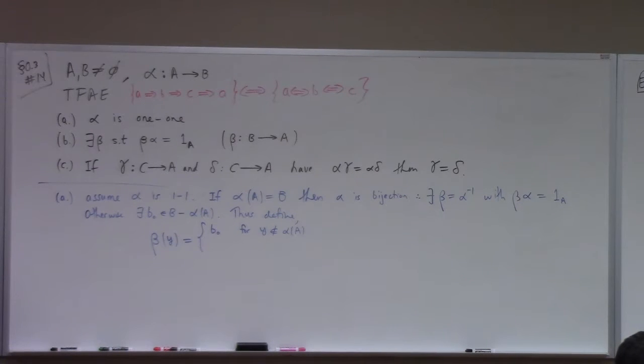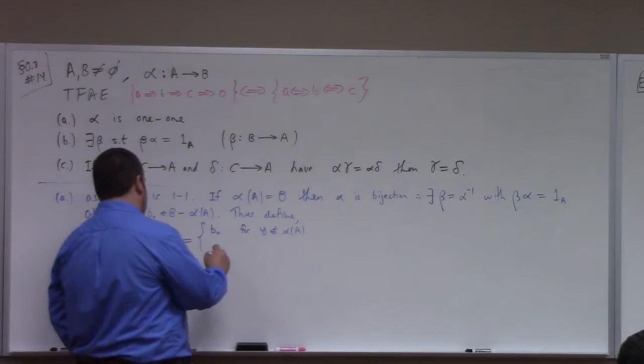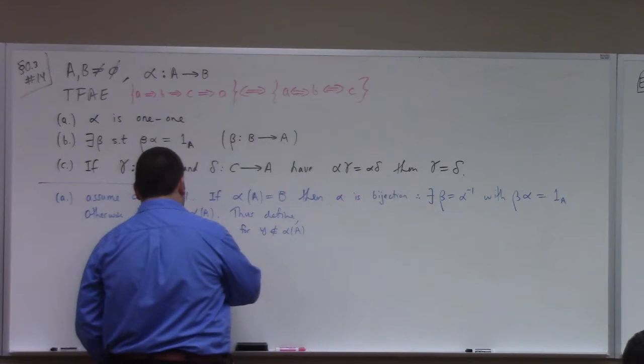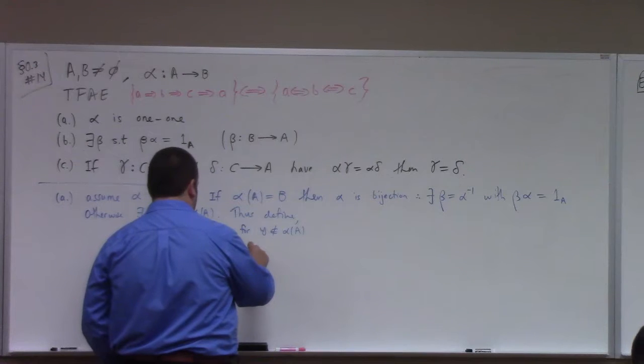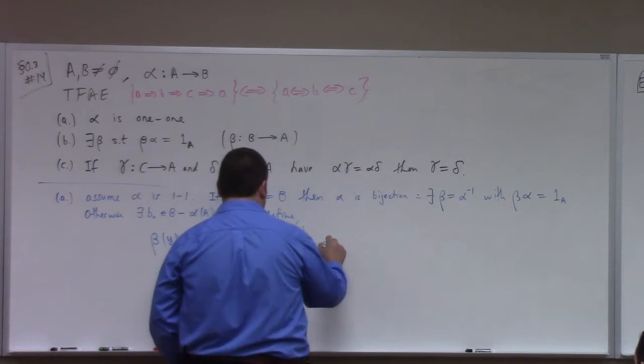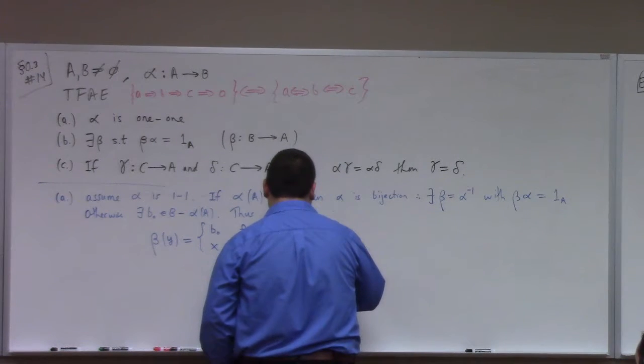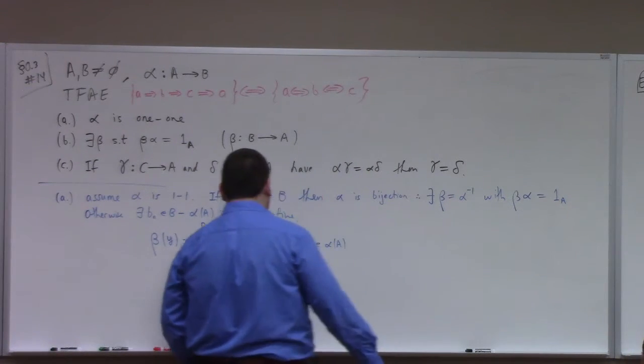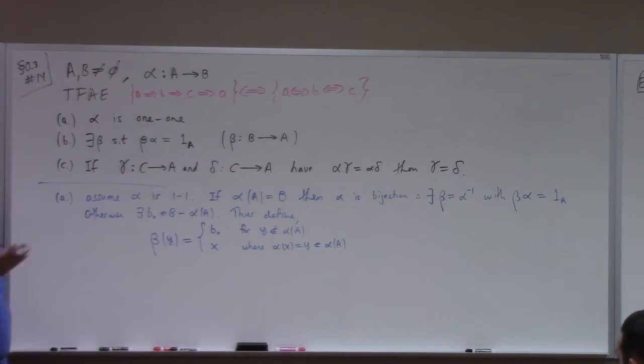And then I'm going to let beta of y be x, where alpha of x equals y, and of course y is an element of alpha of A. There might be a more clear way to write that. What I'm saying is there are two cases. Either y is in the range or y is not in the range. If y is in the range, we can define it to be the point which maps to y.